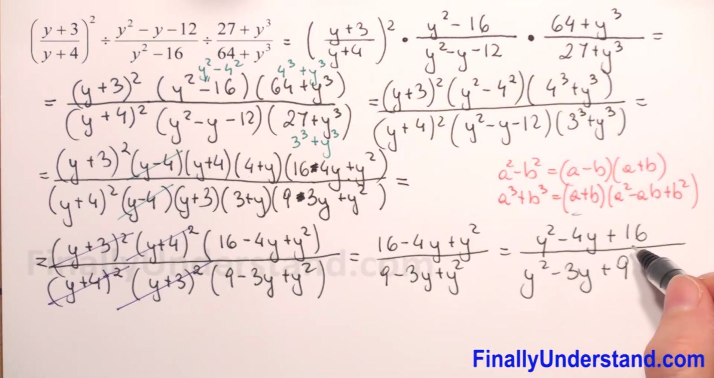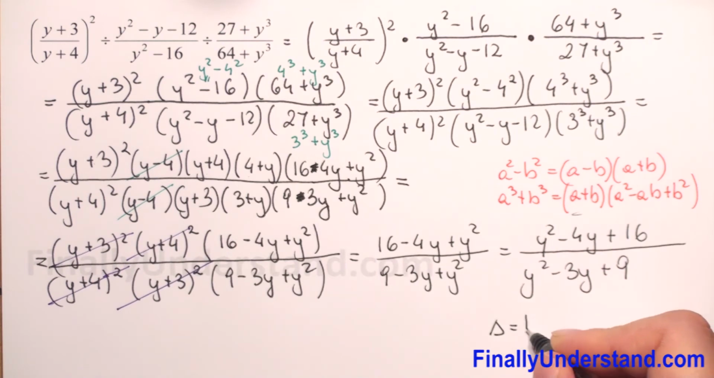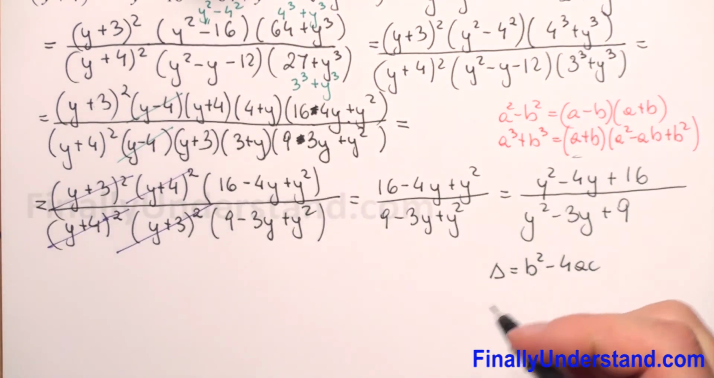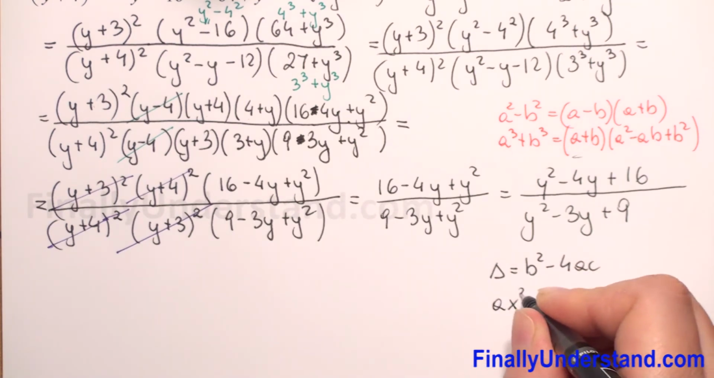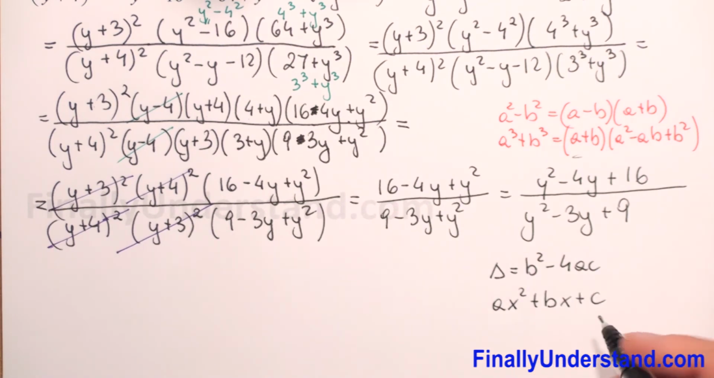We can check if we can factorize this. We can use the delta formula. Delta is equal to b squared minus 4ac. What is b, a, and c? When we have the general quadratic trinomial formula, this is ax squared plus bx plus c. The coefficient before x squared is a. The coefficient before x is b, and the constant is c. So if delta is greater than or equal to 0, it means we can factorize these two trinomials. If delta is less than 0, it means that we cannot find real solutions.